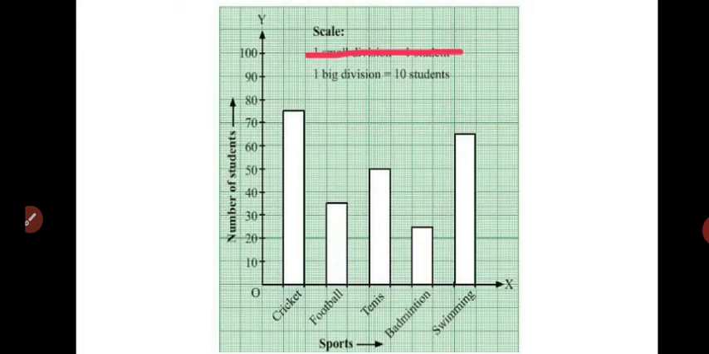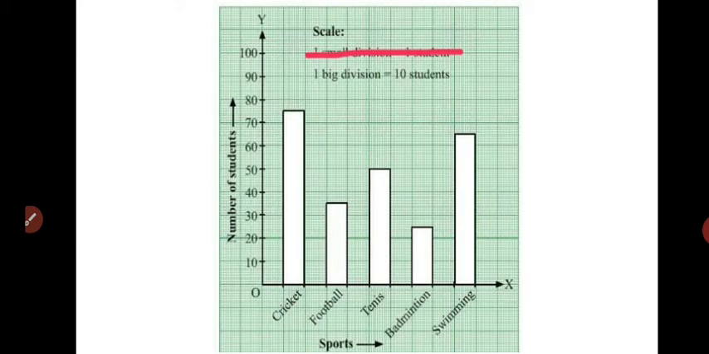Okay, now accordingly the number of students given with respect to a particular sport. Like for cricket, we have a total of 75 students. So 75, where will you mark 75? You know that between 70 and 80 comes 75. So leaving the 5 boxes above 70, you can count 70, then 71, 72, 73, 74, 75. Right? So exactly 5 boxes will be your 75.